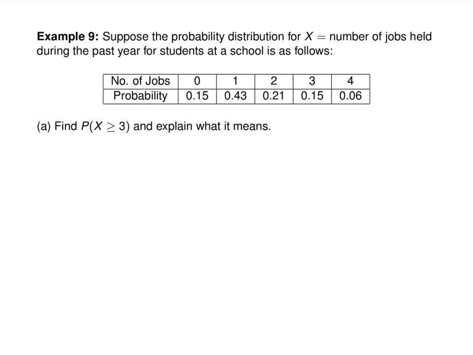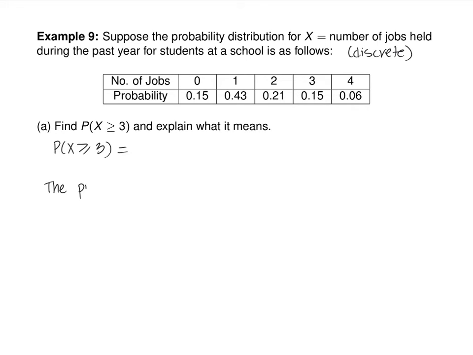So suppose the probability distribution for X equals number of jobs held during the past year for students at some school is given as follows. This is an example of a discrete random variable, because each job counts as a job. There are no half jobs. Working part-time still counts as a job. So find the probability that X, which is number of jobs, is bigger than or equal to 3. Well, this is the chances that you have 3 or more jobs.